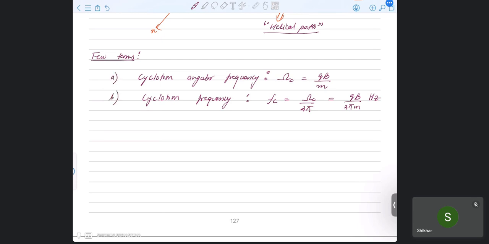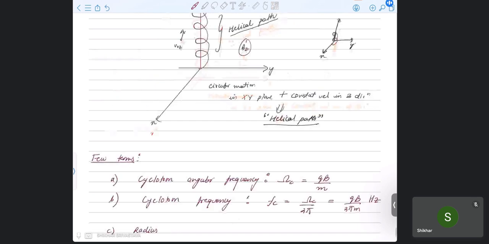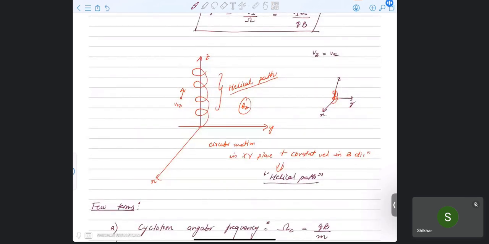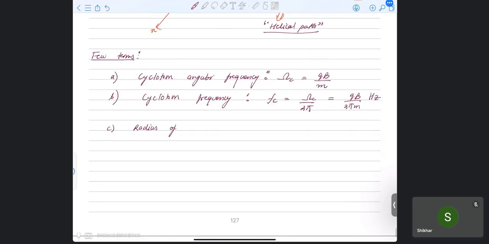So this is the cyclotron frequency. Okay. And the third thing is the radius of gyration. The radius with which it is moving in the xy plane in this helical path is called the radius of gyration, and that is given by r is equal to m v perpendicular upon qB, where v perpendicular is the square root of v naught x squared plus v naught y squared.